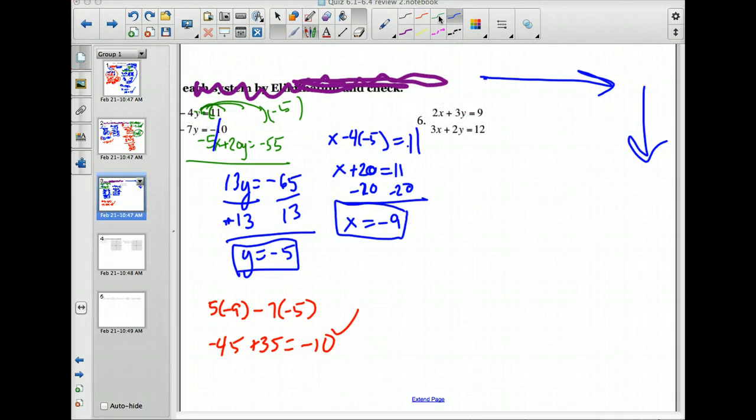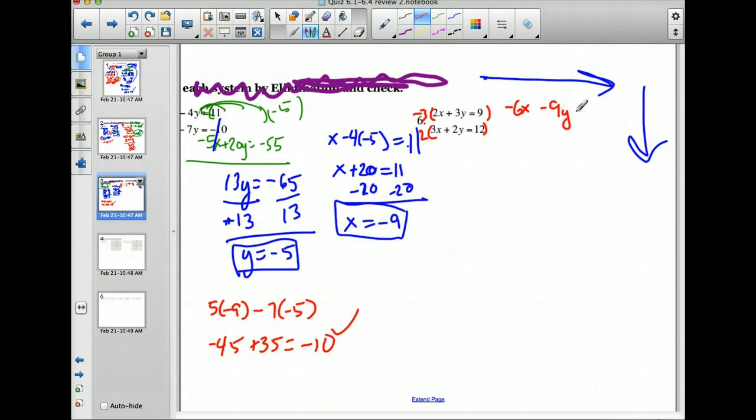Alright, so what are we going to do? Let's try to eliminate the x's. So what I'm going to do is multiply this by a negative 3 and multiply this by a 2. So that gives me negative 6x minus 9y equals negative 27. Make sure you multiply all three. Now I get a positive 6x, a positive 4y, and a positive 24. So I add that all up and I get negative 5y equals negative 3.